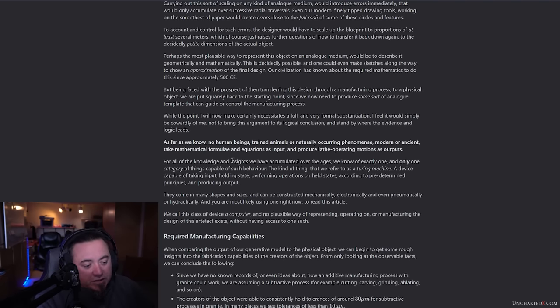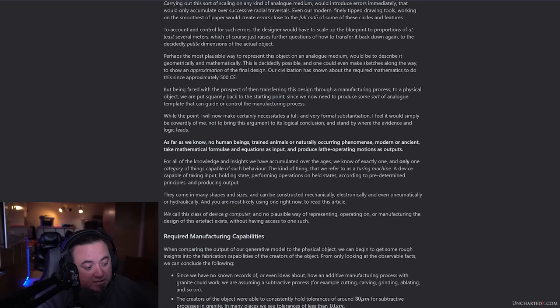For all of the knowledge and insights we have accumulated over the ages, we know of exactly one and only one category of things capable of such behavior, the kind of thing that we refer to as a Turing machine, a device capable of taking input, holding state, performing operations on held states according to predetermined principles and producing output. They come in many shapes and sizes and can be constructed mechanically, electronically, and even pneumatically or hydraulically. And you are most likely using one right now to read this article or to watch the stream.